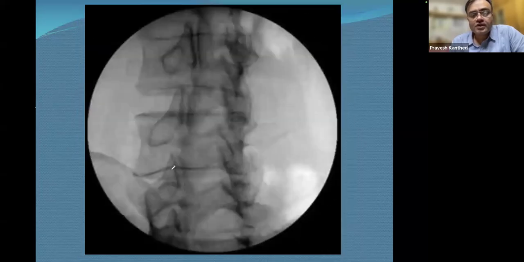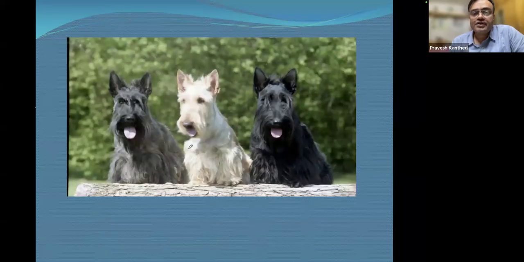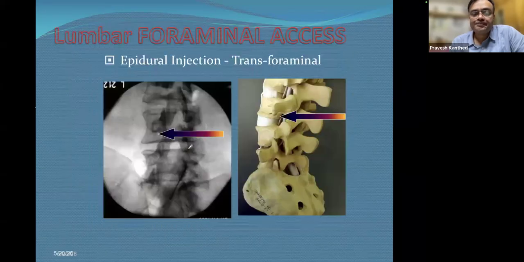Okay, so now we have moved. If you see here, the foramen is opened up. You can see so much of the foramen opening over here. Everything here is the foramen. So if we have to go through the foramen, you have this much area to enter into it. I already told you about the Scotty dog. This is the Scotty dog appearance.